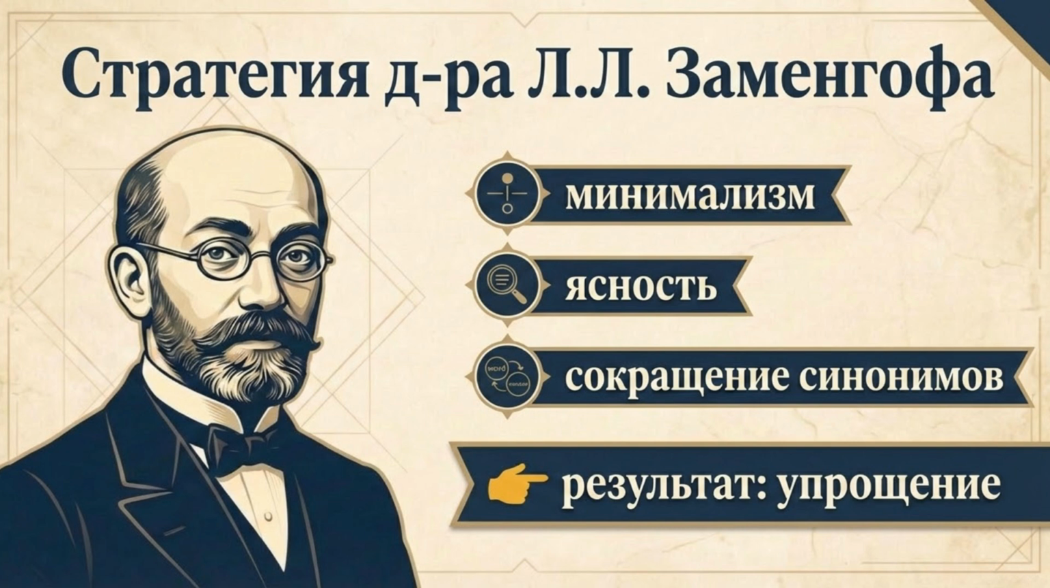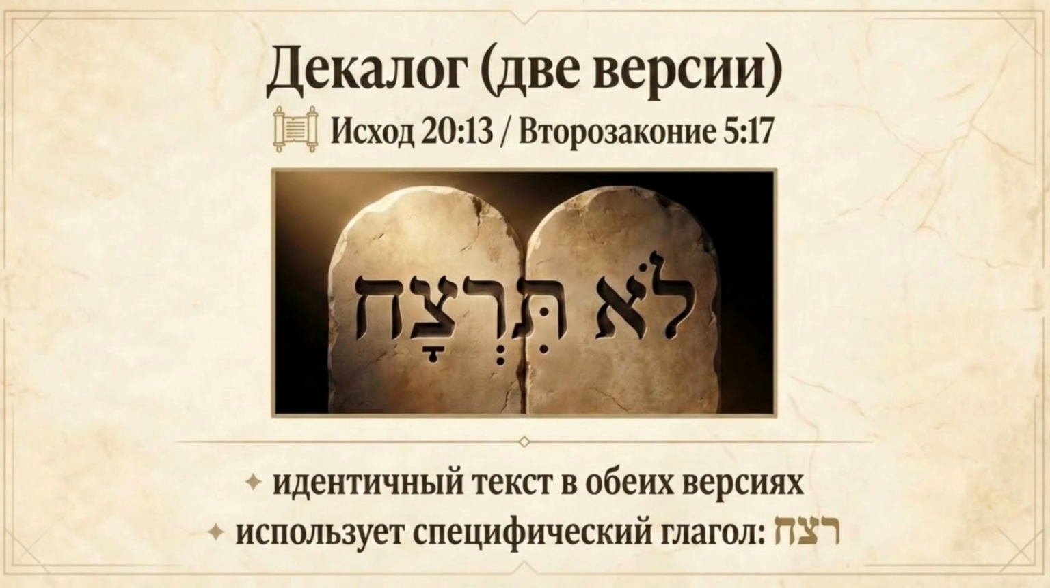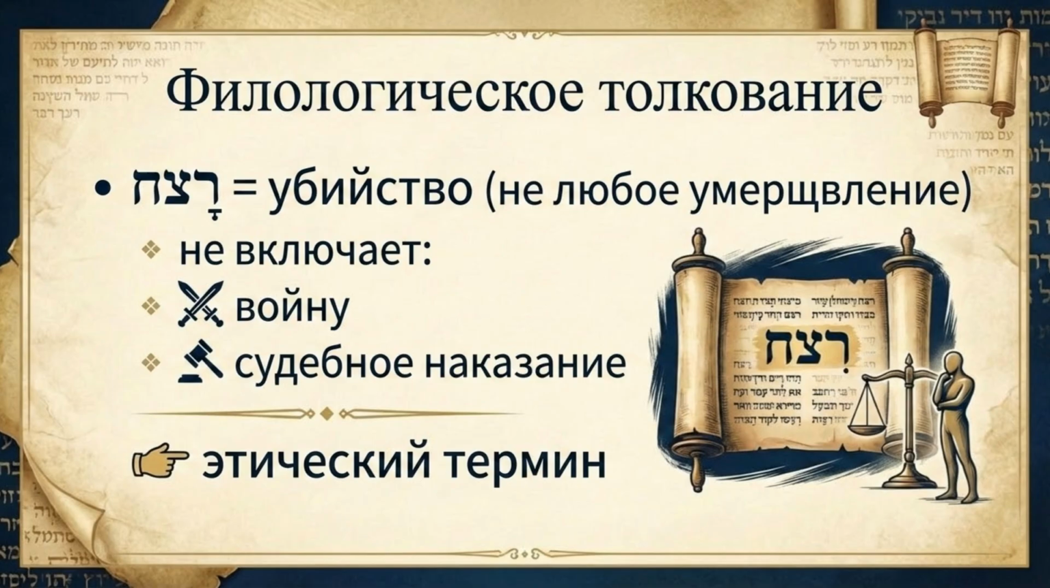We now consider Dr. L. Zamenhof's strategy in creating Esperanto: minimalism, clarity, and the reduction of synonyms. The result is simplification. The Decalogue, found in Exodus chapter 20, verse 13, and Deuteronomy chapter 5, verse 17, is identical in both versions. It uses the specific verb ratzach for the prohibition against killing.